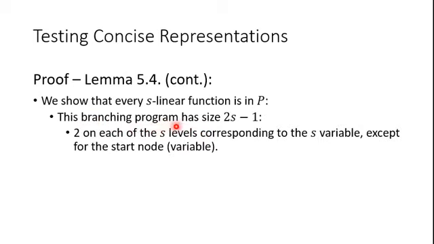So this specific branching program has size 2s minus 1. 2 on each of the s levels that correspond to the s variables, except for the start node. Therefore, we have minus 1. So, of course, this is computable by a size 2s branching program.